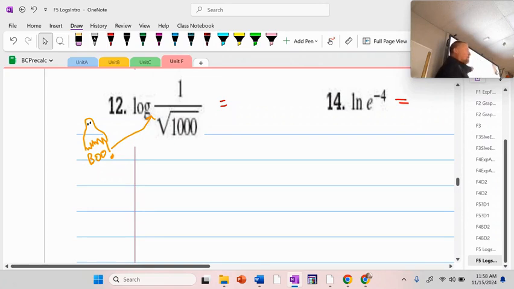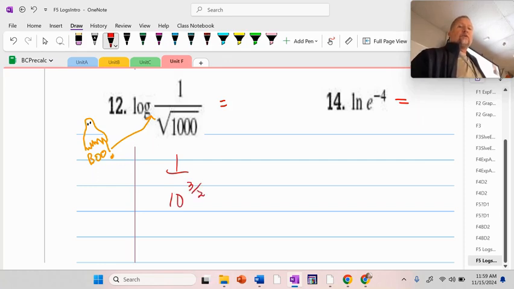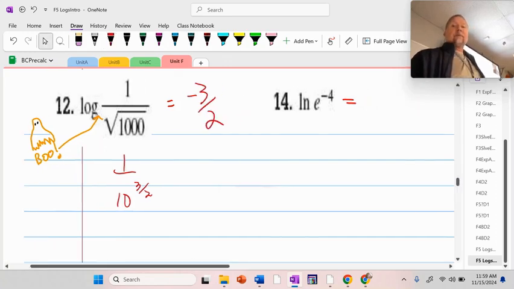Boo. What's the invisible number there? 10. You need to know that. All right. And then what is this? Well, this is 1 over 10 to the 3rd square root. So what's the final answer? -3/2. All right, but that's this one.